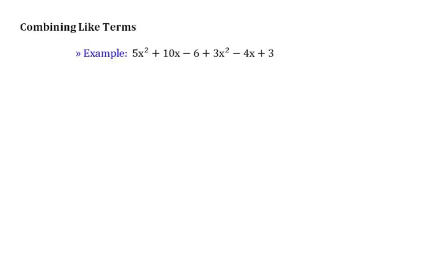I'm going to say that 5x squared and 3x squared are like terms. Then I'll say that 10x and negative 4x, those are like terms. And negative 6 and positive 3, those are like terms. So I've kind of thought about in advance what I'm going to be adding. If it helps, you can actually even write them side by side before combining.